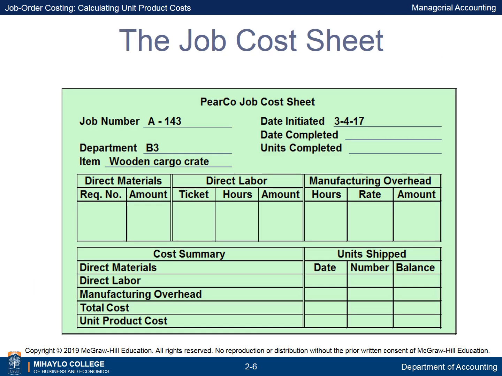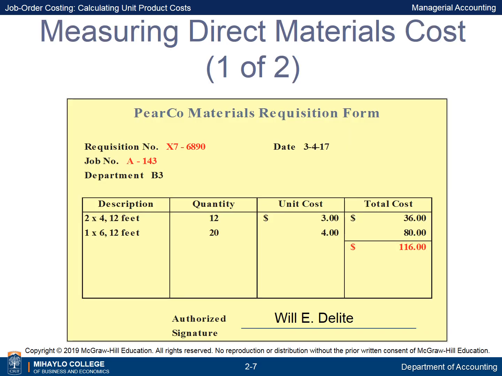The job cost sheet is used by the accounting department to track the direct and indirect costs associated with a given job. A job number uniquely identifies each job. Direct material, direct labor, and manufacturing overhead costs are accumulated for each job. A materials requisition form specifies the type, quantity, and total cost of materials needed for a job. Requisition number X76890 details the $116 of material required for job number A143.